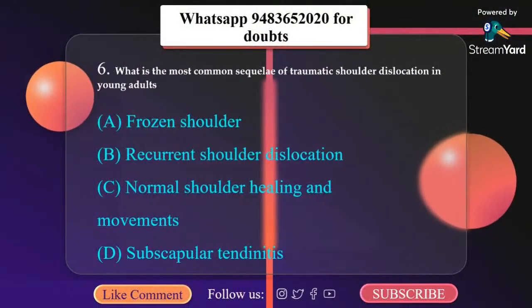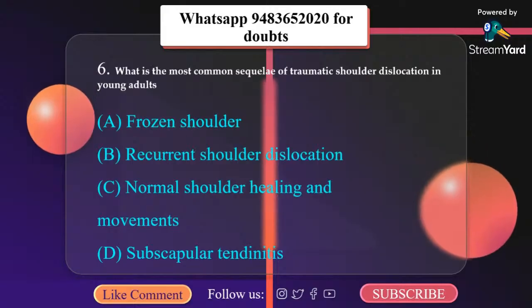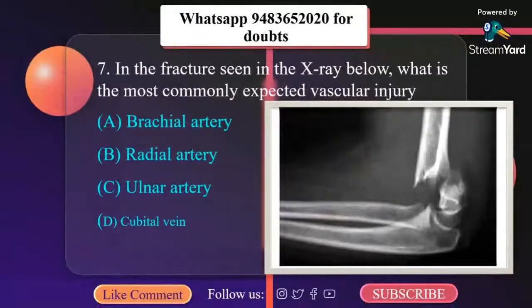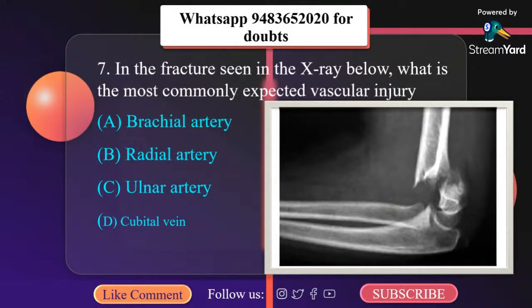What is the most common sequelae of traumatic shoulder dislocation in young adults? It is recurrent shoulder dislocation. In the fracture seen in the figure, what is the most commonly expected vascular injury? It is brachial artery.